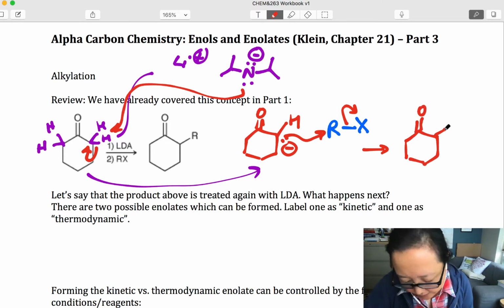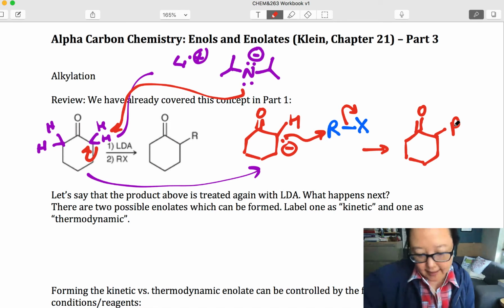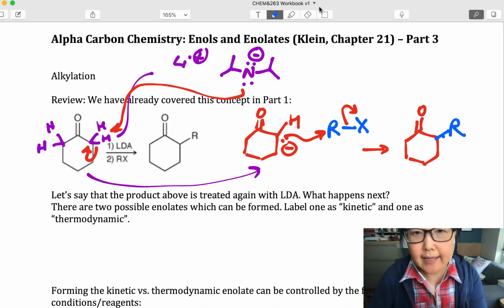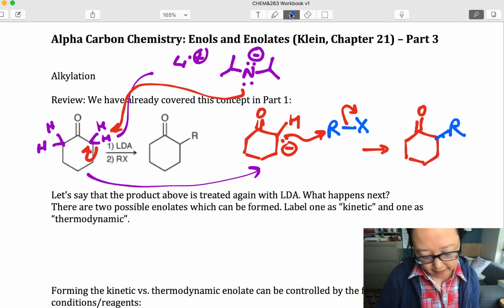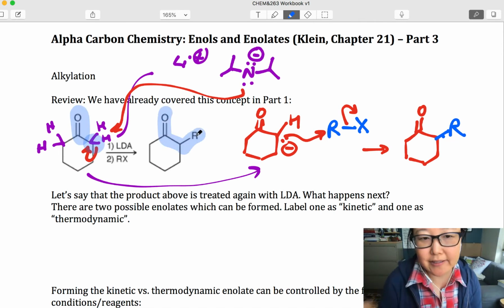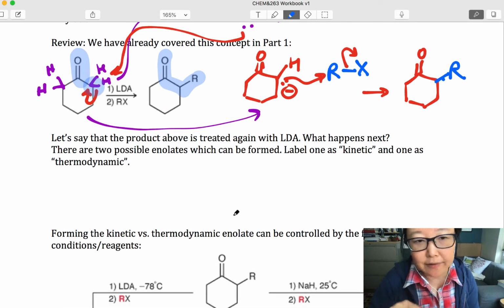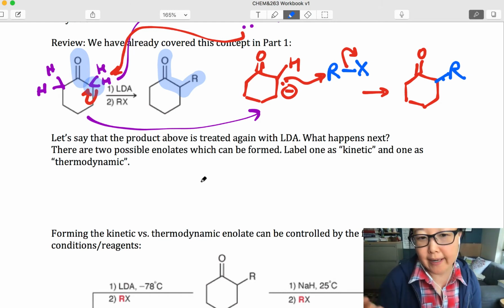And it could be an aldehyde as well. In this case, it's a ketone. All right, so let's highlight what was changed. We had a ketone here, and it's got this alpha position, and now we've got an alpha alkylation. So alkyl group is what R stands for, so some kind of carbon alkyl group. So let's say this is treated again with LDA. So what will happen next?